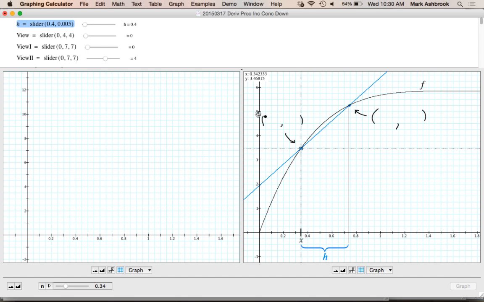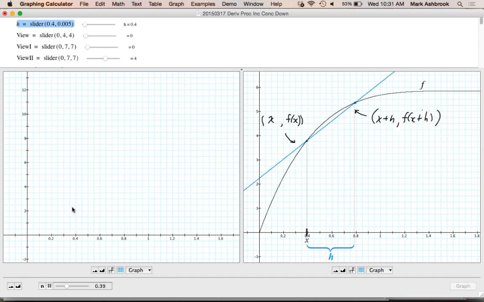First point is x and f of x. The second point is x plus h. This is nicer, right? I know we're a little bit over, okay? All right, so what is the rate of change of that blue line? Everyone write it down.